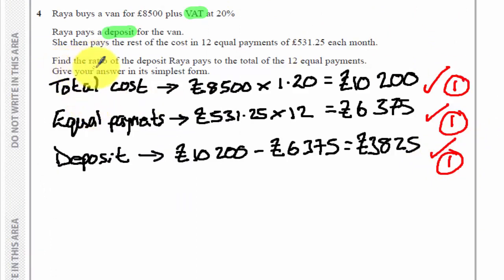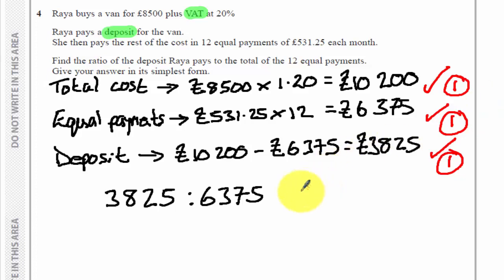So to answer the question, find the ratio of the deposit Raya pays. Well, the deposit was 3,825 to the total of the 12 equal payments, 6,375. Writing it in that form picks you up your 4th mark. Give your answer in its simplest form.